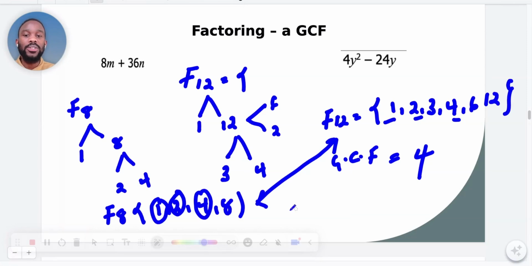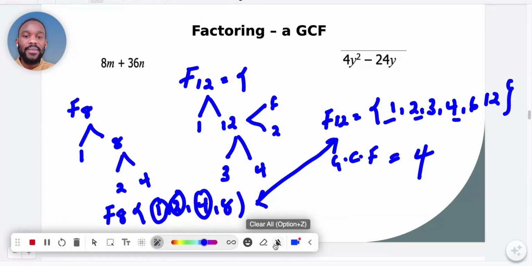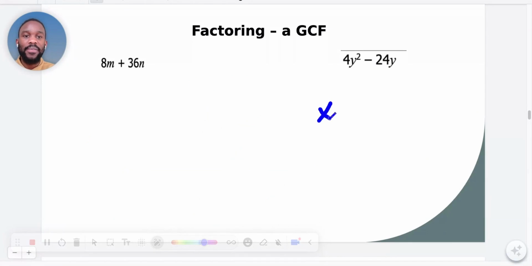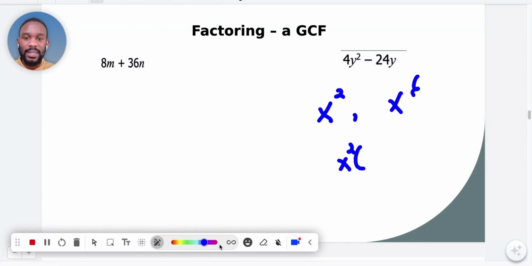And another thing I want you to remember is if you have unknowns, let's say if you have x to the power 2 and then x to the power 6, right? And these are two terms. The greatest common factor of these two is the lowest power, x to the second, because you can always add on to get x to the 6. So I'm going to show you how that is going to make sense.